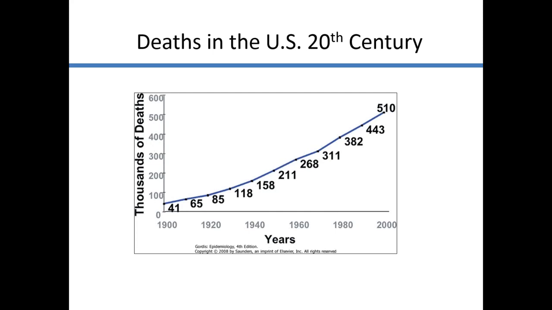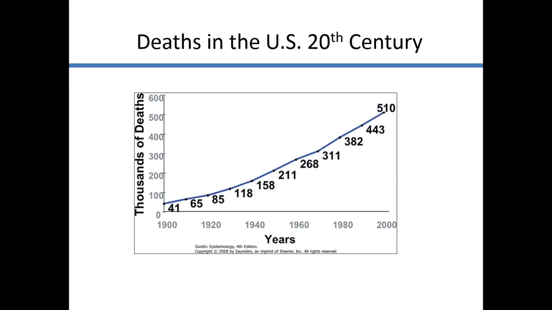So here's a count. Deaths in the United States in the 20th century, going from 1900 to 2000. And that's a simple count. And of course, it looks like the United States has gotten much more dangerous in the past 100 years. But there's something missing, obviously. This is why counts are not the be-all and end-all of any sort of health-related science.